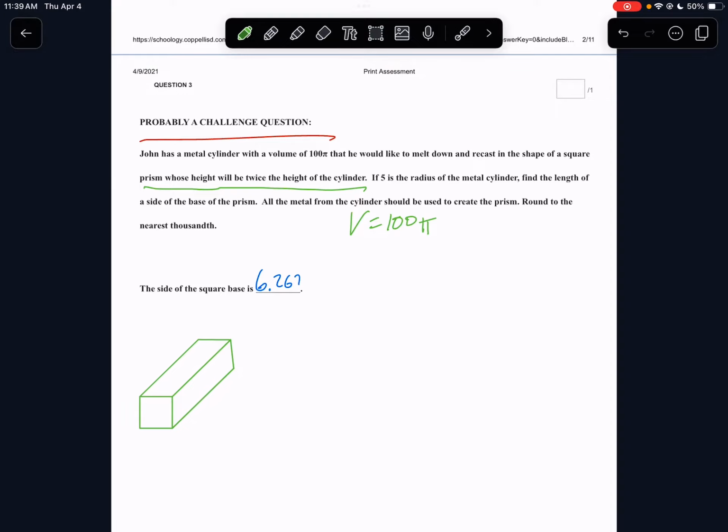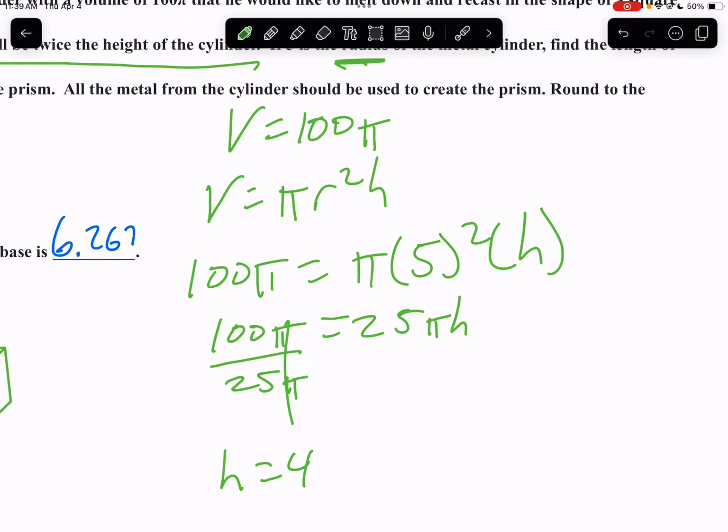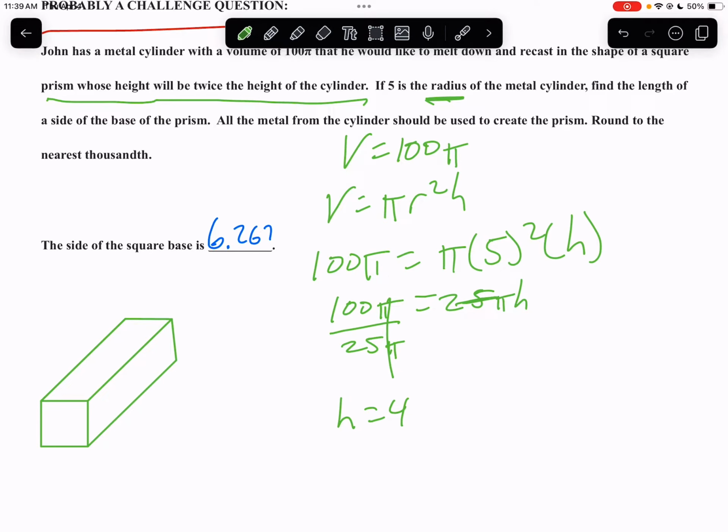Okay, so what do we do here? It says the radius of the cylinder is 5. So volume is pi r squared h. So we know that 100 pi equals pi times the radius squared times the height. Well, this would be 25 pi h equals 100 pi. So how do we undo times 25? We divide by 25. How do you undo times pi? You divide by pi. And so the pi's cancel out, and you get a height of 4. Now remember that the rectangular prism has a height that's twice as much. So this height is 8.